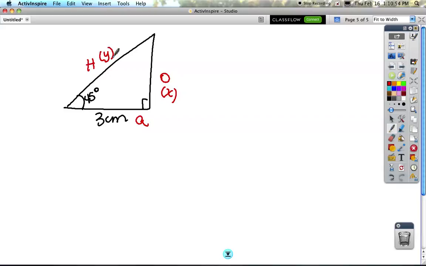Okay, so I'm going to cover up the H first this time. So what two sides am I left with? O and A, which is tangent. So I'm going to set up the tangent of 45 equals opposite over adjacent. So that would be 3 tangent 45. So it'd be 3. Is that it?